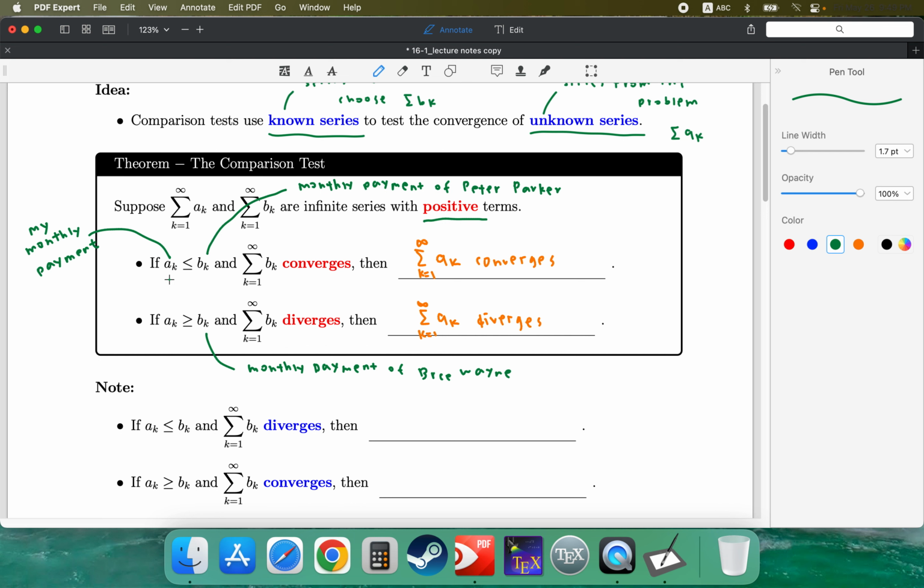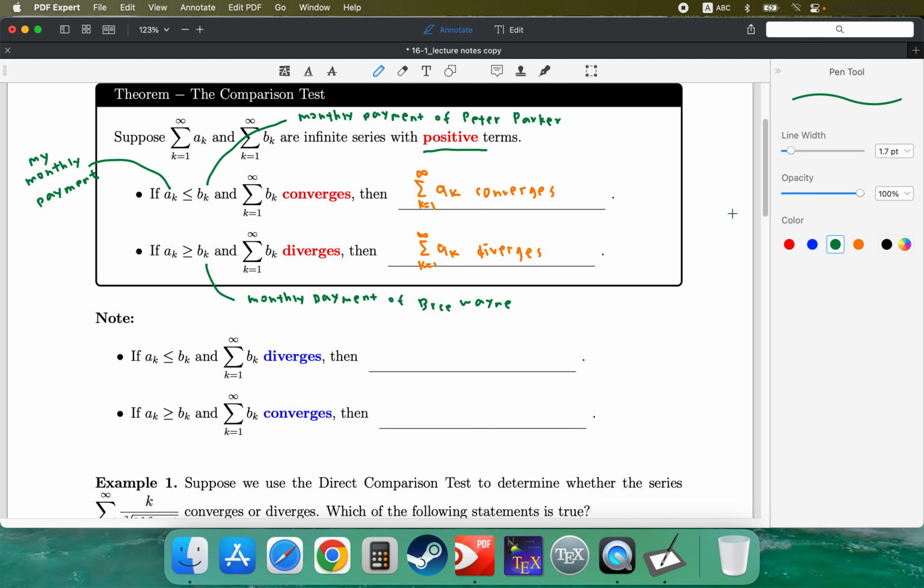If the term AK is less than or equal to the term BK, and summation of BK converges, then summation of AK will converge. If the term AK is greater than or equal to the term BK, and summation of BK diverges, then summation of AK will diverge. Okay, now here we have a note. If the term AK is less than or equal to the term BK, and summation of BK diverges, then what can we say about summation of AK?